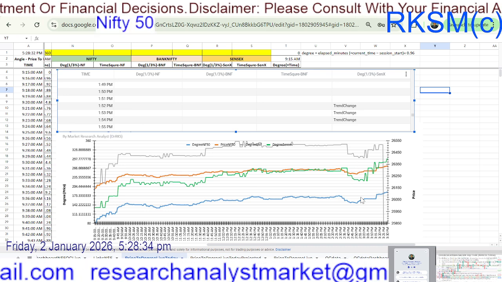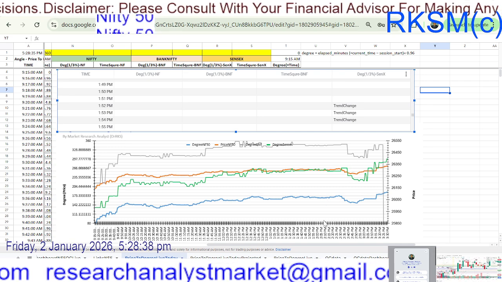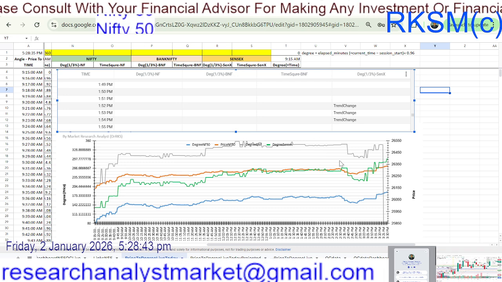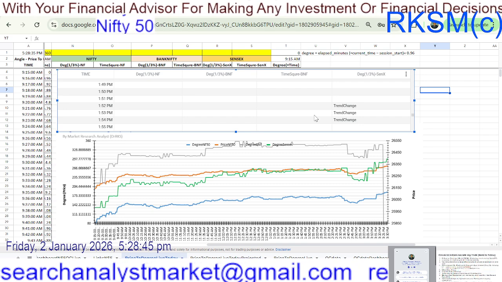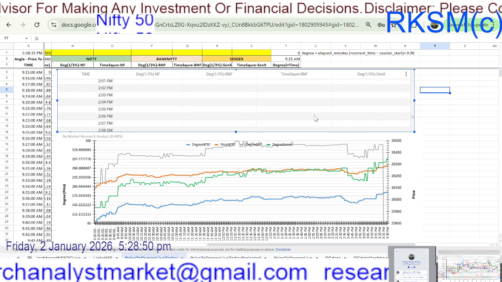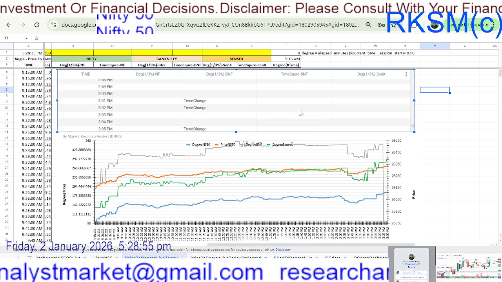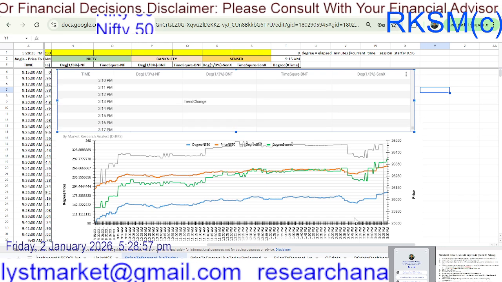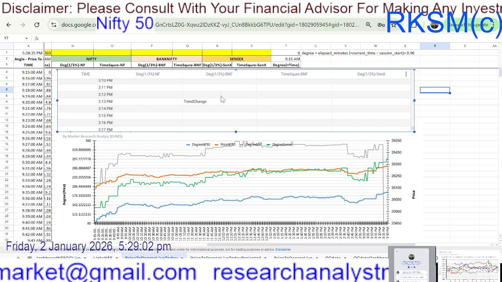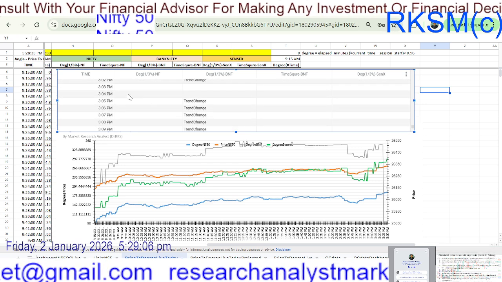We are going further, right? We have already reached up to here, around 2:50. With that too, we found the reversal here. Again, our system is indicating that the trend will change.